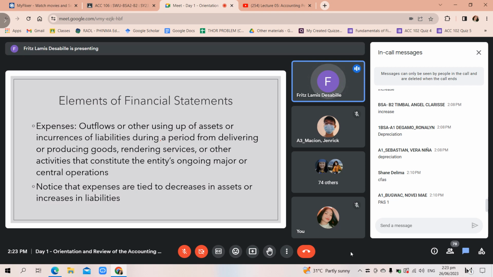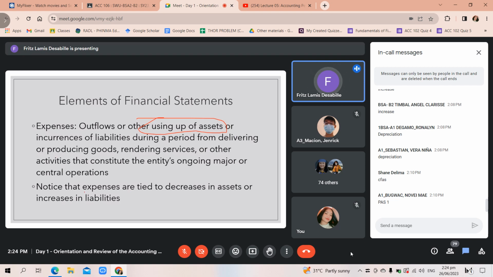So expenses will result to the crediting or using up, di ba? Mag-use up ka og asset, credit imong asset. Or incurring liabilities, mag-render ka og liabilities. Example, mga accrued expenses. So debit expenses, credit accrued expenses. From delivering product, goods, or other activities that constitute the entity's ongoing major or central operations.